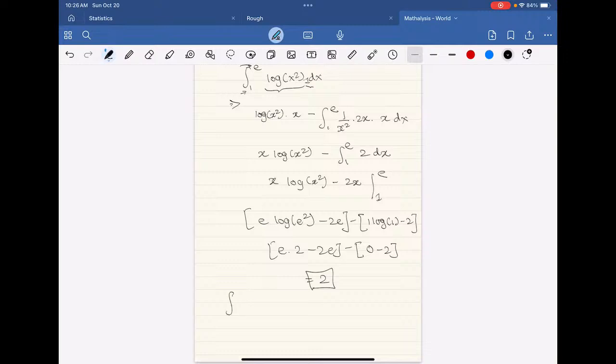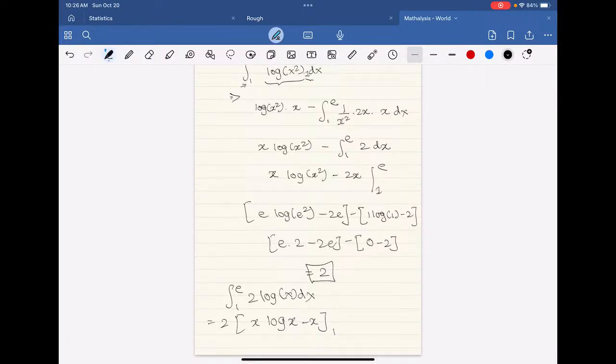That would have been easier, because the integral of log x is a standard one, though the log x integral is also done with integration by parts. But we know the formula, the integral of log x is x log x minus x. So we could have just used that from 1 to e.